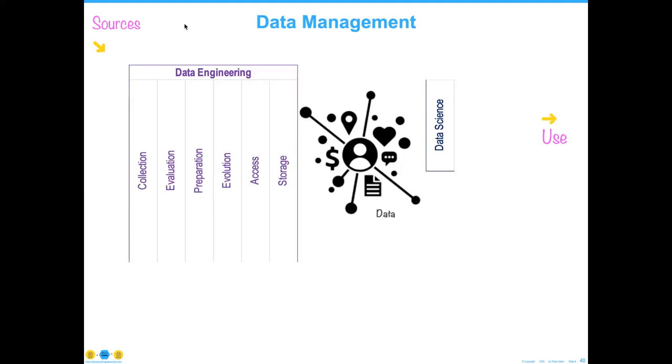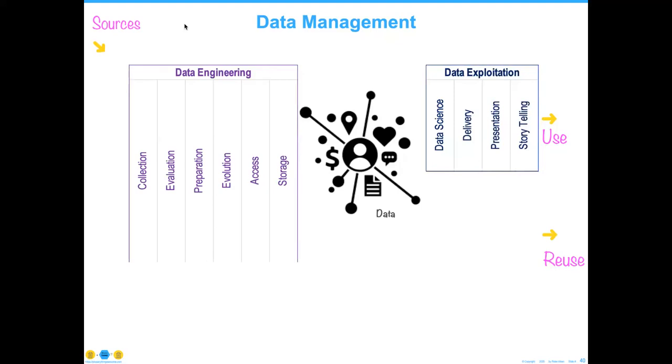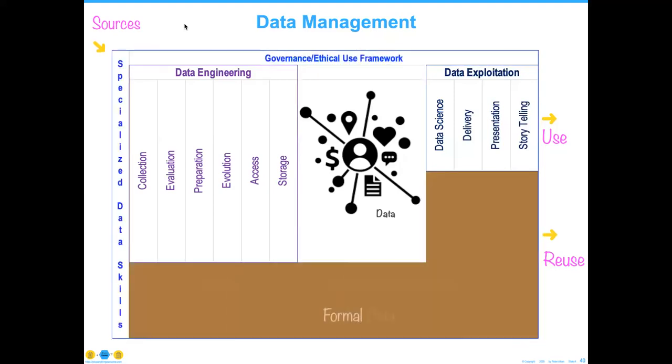And you'll see all sorts of blog posts where people discover this. But in addition to that, there's a whole series of things that we do for data exploitation. It includes delivery, presentation, and storytelling. And this is what it means to take data from sources and get it to uses. However, remember earlier I said the best data is reused, not used. And reuse is an entirely different set of skills than most organizations currently have. All of these are specialized skills, and all of them are covered by a governance and ethical use framework to make sure that we have the ability to govern these tremendously important assets.